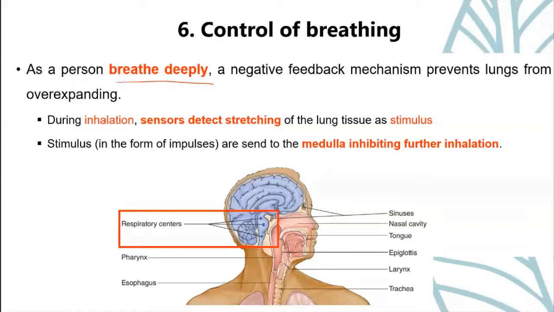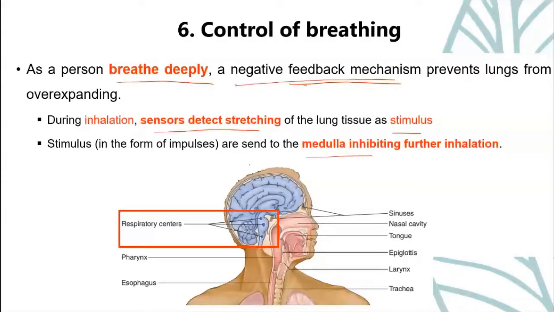So how to prevent over expanding of the lung is through negative feedback. So during inhalation, senses detect stretching of the lung tissue as stimulus. Okay, as stimulus. So the stimulus in the form of impulse is sent to the medulla, inhibiting further inhalation. Okay, so ada takat point yang awak boleh inhale, so that the volume of the lung reaches the right volume and is not over expanding.